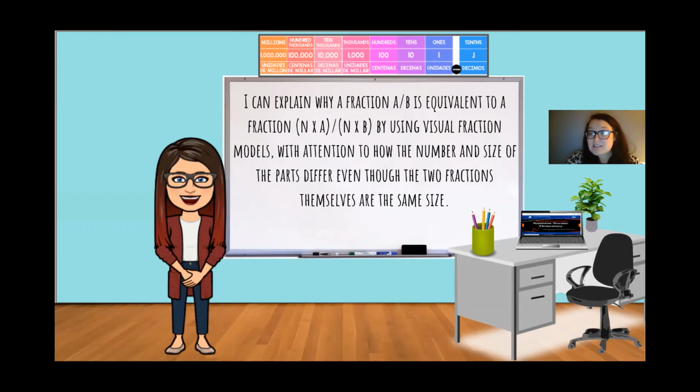Wow, y'all did an awesome job with equivalent fractions. Let's talk about our I can statement for our lesson today. Today, we explained why a fraction A/B is equivalent to a fraction n times A over n times B by using visual fraction models, with attention to how the number and size of the parts differ, even though the two fractions themselves are the same size.